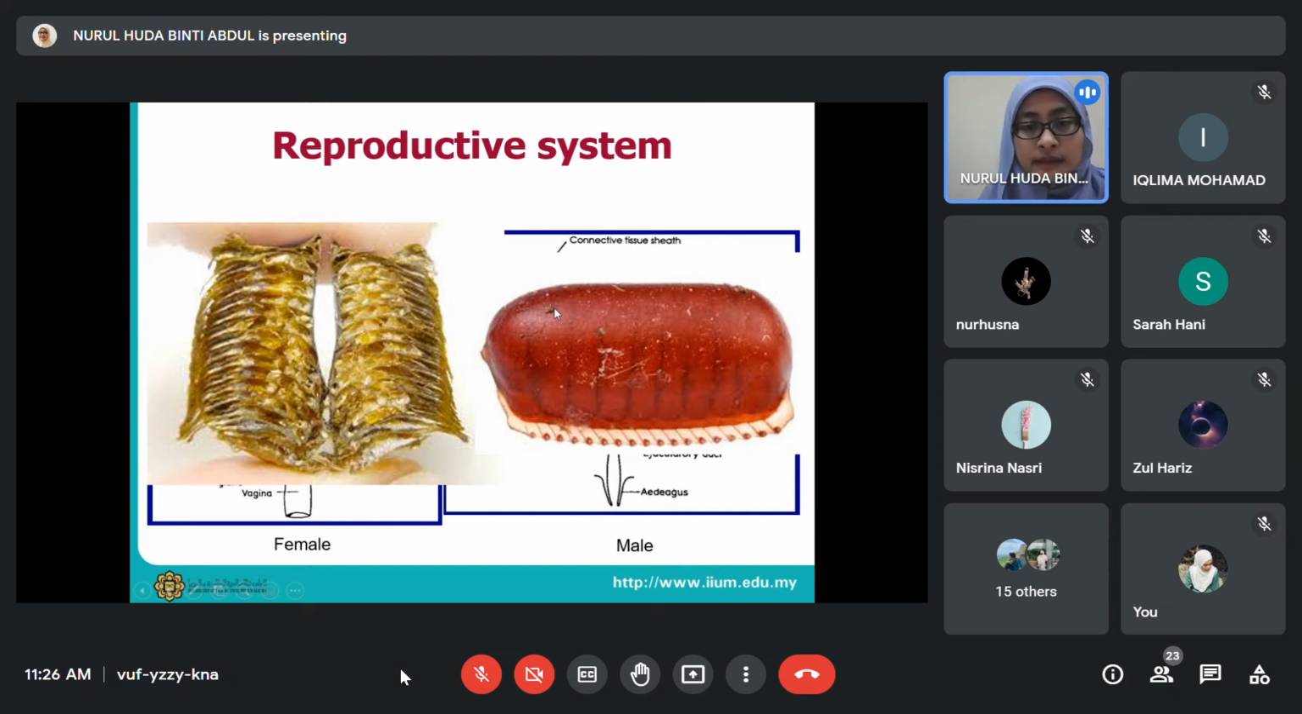As you can see here, yang ni mungkin nampak clearly kan, dia punya partition at the eggshell ni, kamu boleh nampak ni satu part, satu. So dia ada around 1, 2, 4, 5, 6, 7, 8, 9. Around 9 to 10 anak kat dalam ni. 9 to 10 offspring inside. 9 to 10 eggs which are deposited together jadi satu structure for development.